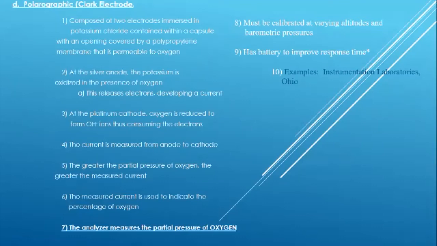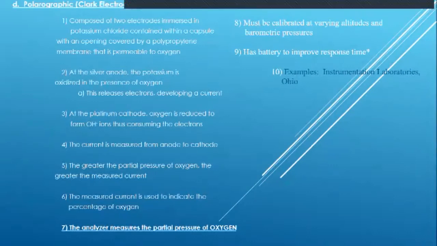Number seven, once again, this analyzer measures the partial pressure of oxygen. So the electrochemical, whether it be galvanic or polarographic, they both measure the partial pressure of oxygen. So it's going to be written in millimeters of mercury. Number eight, must be calibrated at varying altitudes, just like the other one, and has a battery to improve the response time. So it says a whole lot of stuff just to say it measures partial pressure. Right?